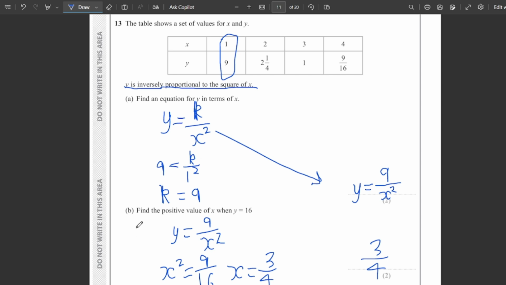And then we're asked to find the positive value of x when y equals 16. So y equals 9 over x squared. However, x squared is also equal to 9 over y, just because you can swap them in that way if you do a bit of rearranging. So you get x squared equals 9 over 16, and then you get x equals positive or negative 3 over 4. However, you're asked to find a positive value, so you can just ignore the negative one.